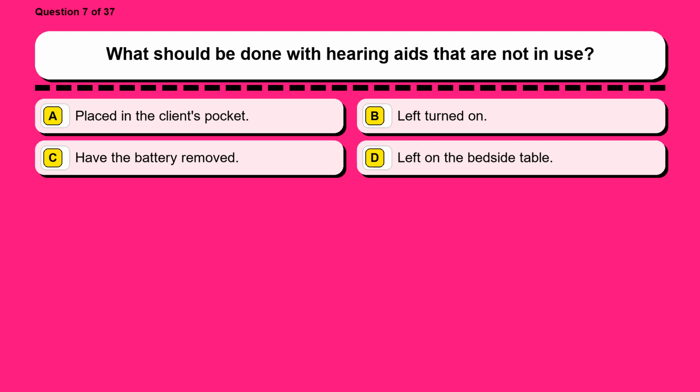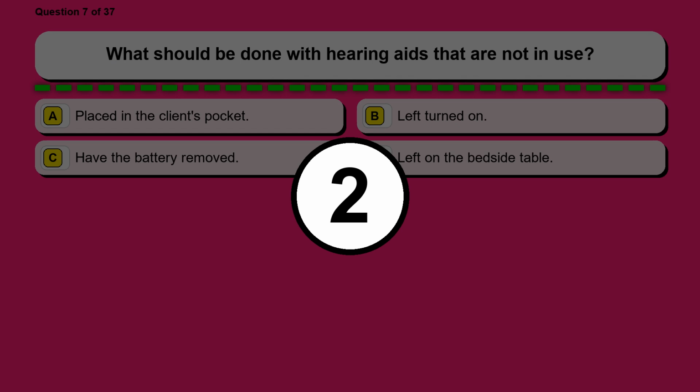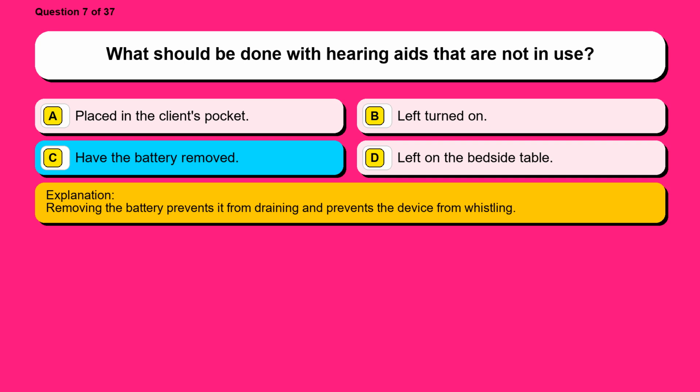Question 7. What should be done with hearing aids that are not in use? Option A. Placed in the client's pocket. Option B. Left turned on. Option C. Have the battery removed. Option D. Left on the bedside table. The correct answer is option C. Have the battery removed. Removing the battery prevents it from draining and prevents the device from whistling.